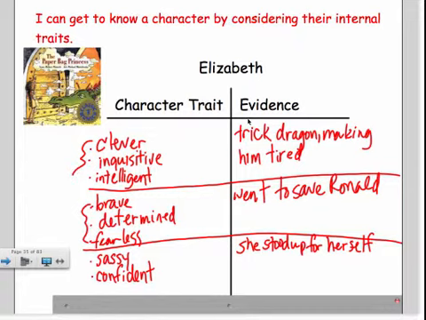So there's an example of how we can use character traits that are internal traits, like inside them. Not just feelings, but qualities that these characters have about them that they show more than just one time. And then we also are looking for evidence, and it helps us get to know this character a little better.